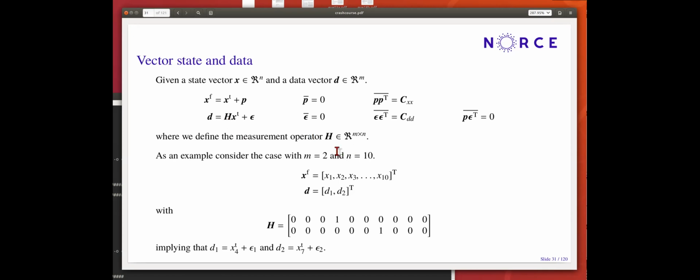I have an example here where I have two measurements and a state vector of length 10. This is xf, this is my d, and if you define H as this matrix, it means that when I multiply H with my state vector, I pick out element x4 as the first measurement and element x7 as the second measurement. Of course, this can be made more elaborate. For example, this H could be a derivative operator that computes the derivative between 2 points, so it's 1 and minus 1 over delta x. But the point is that we need some operator to relate the measurements, which are normally discrete and sparse in space, to the state vector.